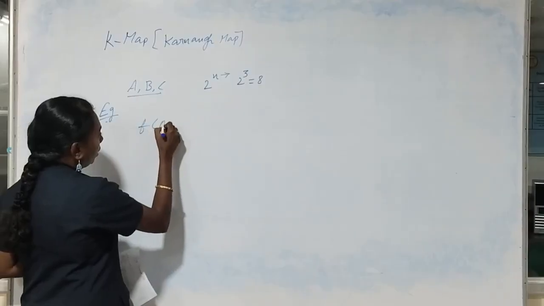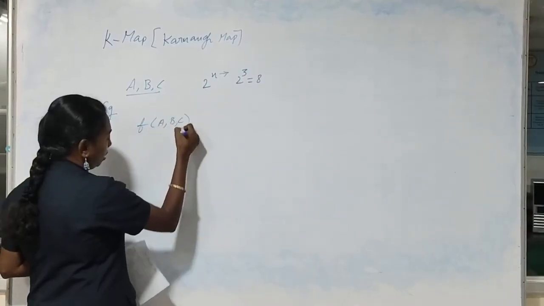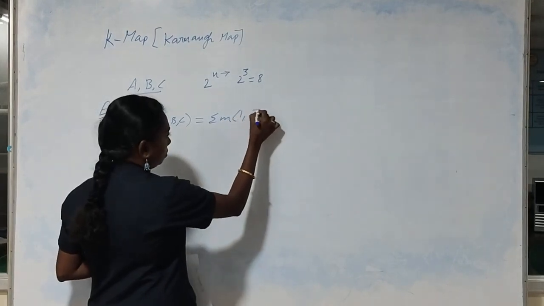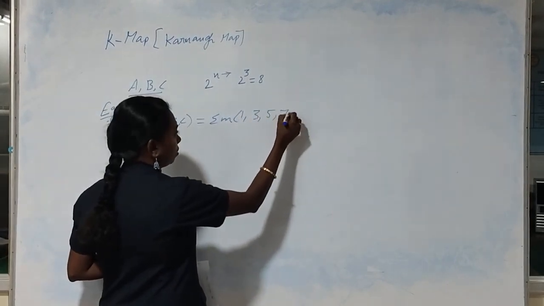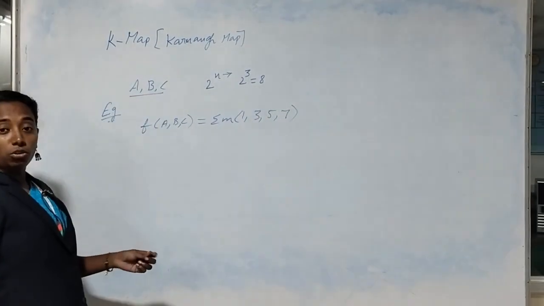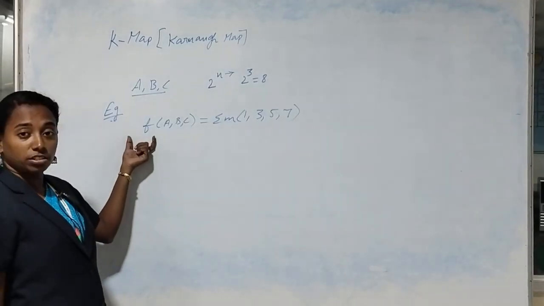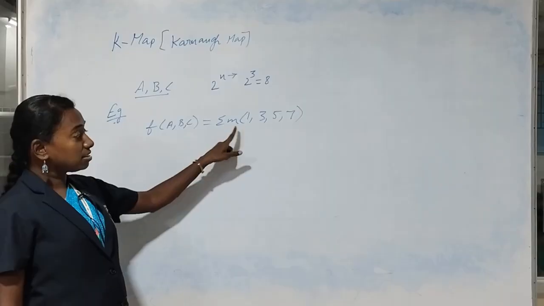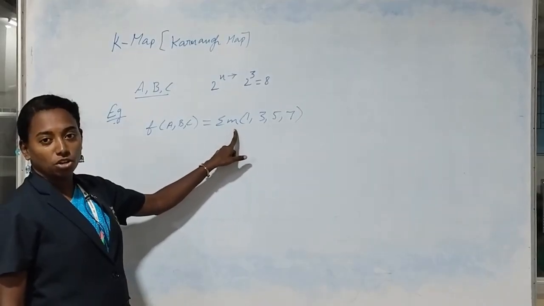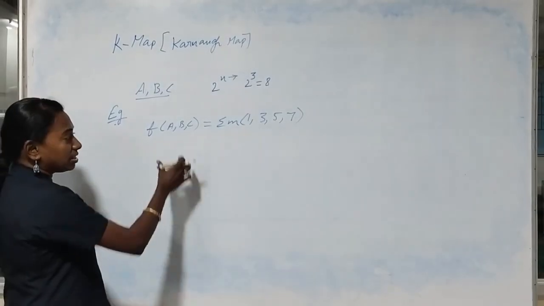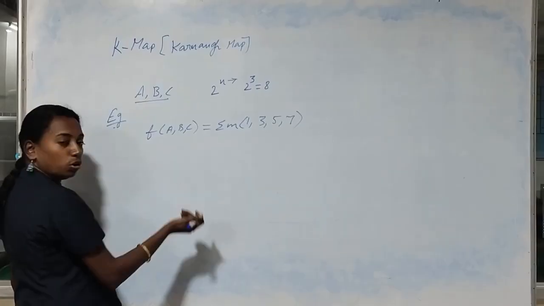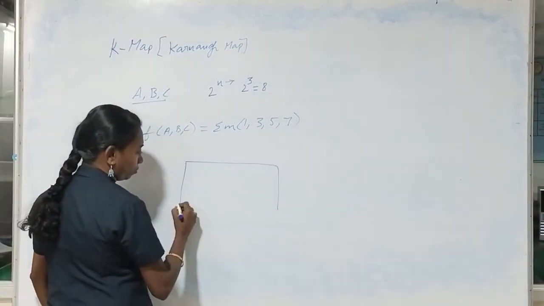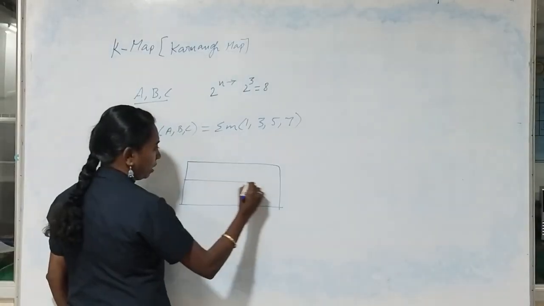f of a, b, c is equal to summation of m 1, 3, 5 and 7. You all know that f is a function which has variables a, b and c, and this is summation m. This m represents your min term. Since these are 3 variables, I am going to follow a 3 variable K-map. So this will be your 3 variable K-map.